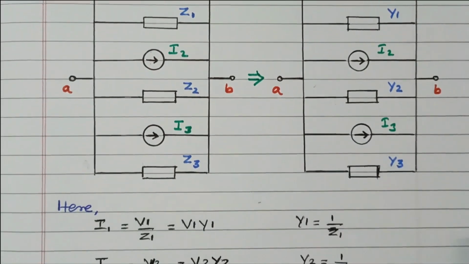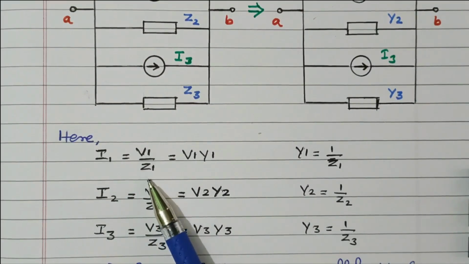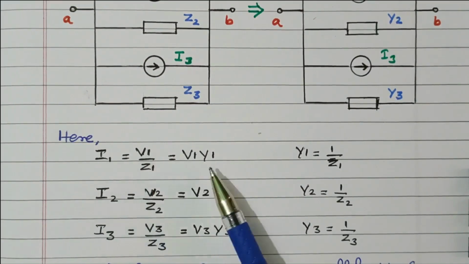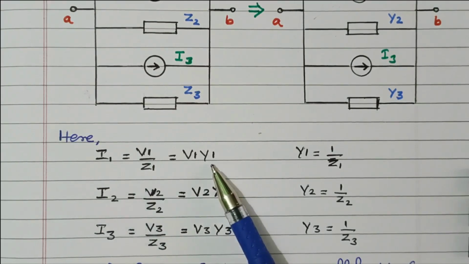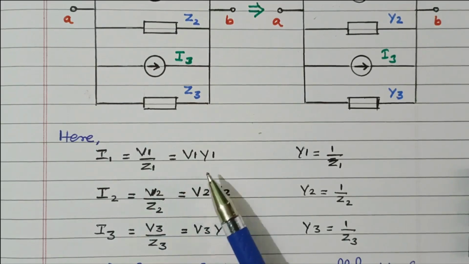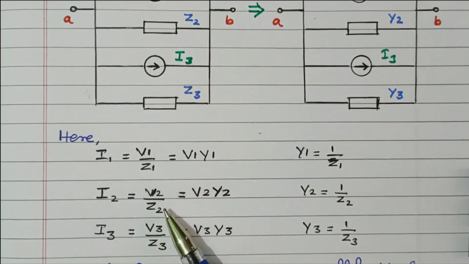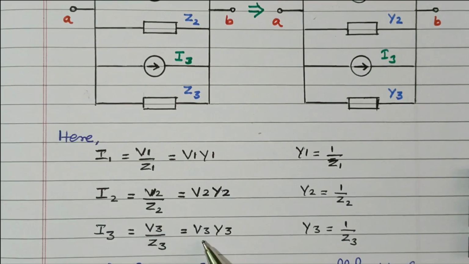Now we'll see the formula for that. I1 equals V1 by Z1. So this 1 divided by Z1 is nothing but Y1. Admittance and impedance are reciprocals, right? Impedance means the property of opposing the current. Admittance means allowing the current. So 1 divided by Z1 is Y1. Similarly I2 equals V2 by Z2, that is V2 into Y2, admittance. Similarly I3 equals V3 by Z3, that is V3 into Y3.